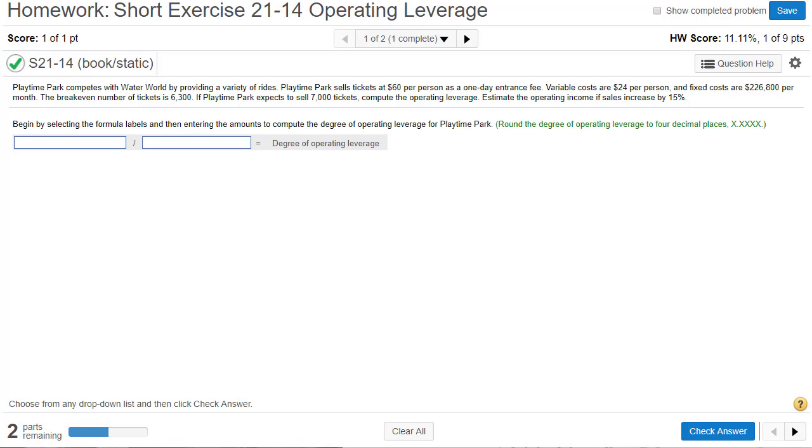Short exercise 21-14, operating leverage. So in this problem, what we're trying to do is estimate the operating income if sales increase by 15%.